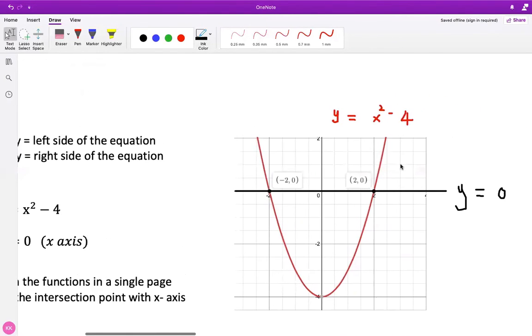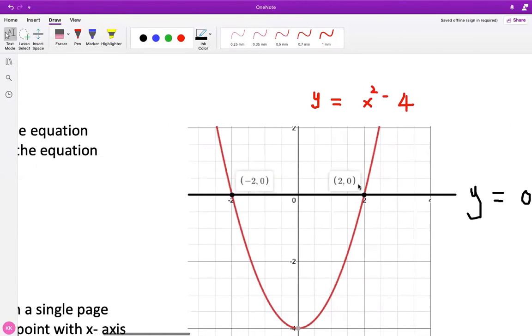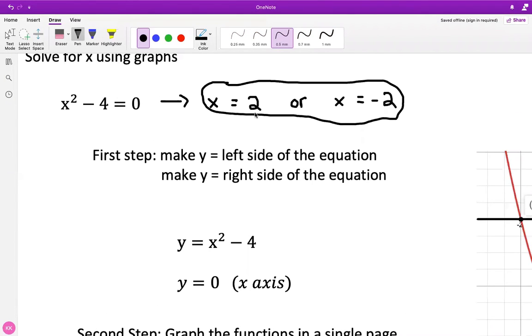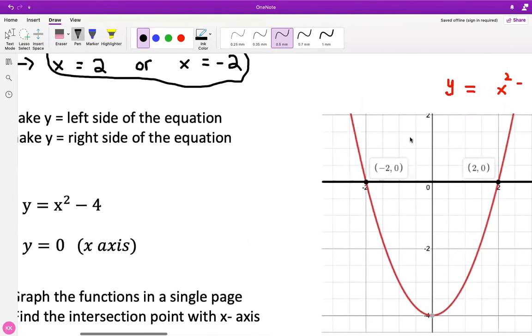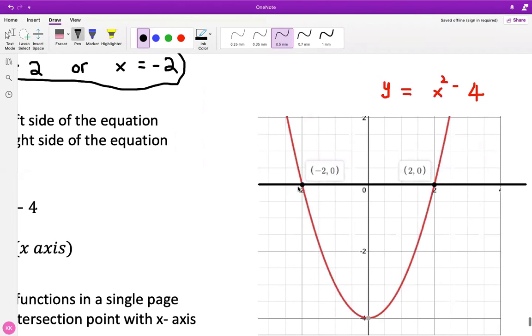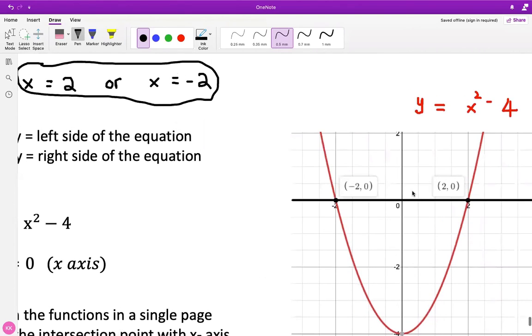You can see that the intersection points have x values 2 and negative 2. So the solution of this equation is x equals 2 or x equals negative 2, because the graph passes through 2 points. The line y equals 0 intersects with these 2 points. So I have 2 solutions for x, x equals 2 and x equals negative 2.